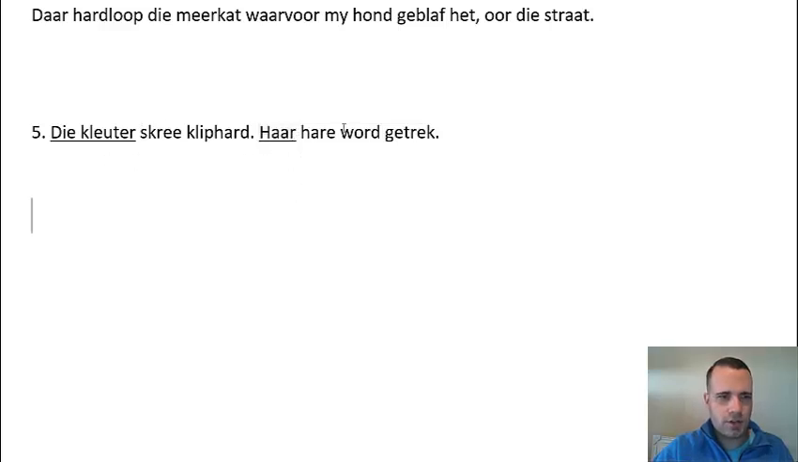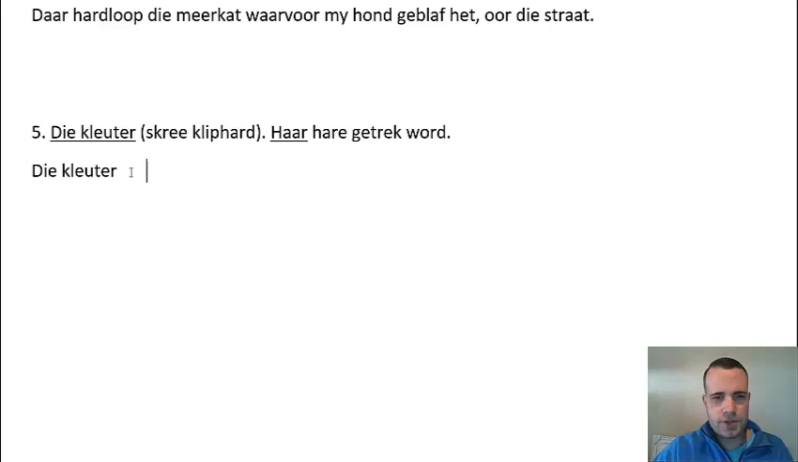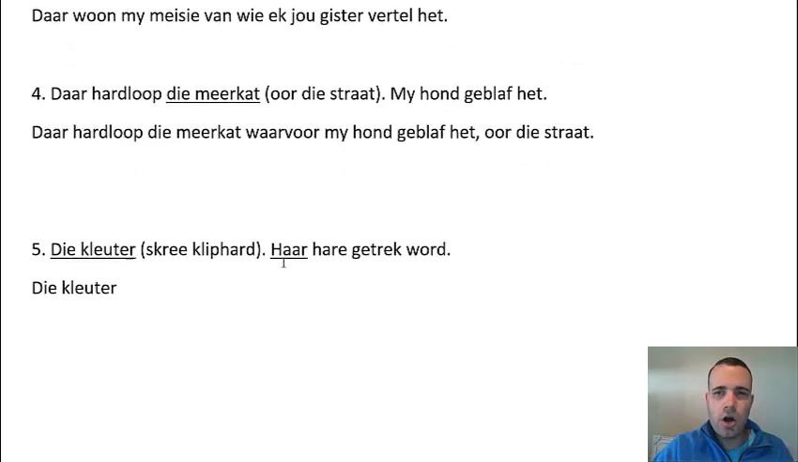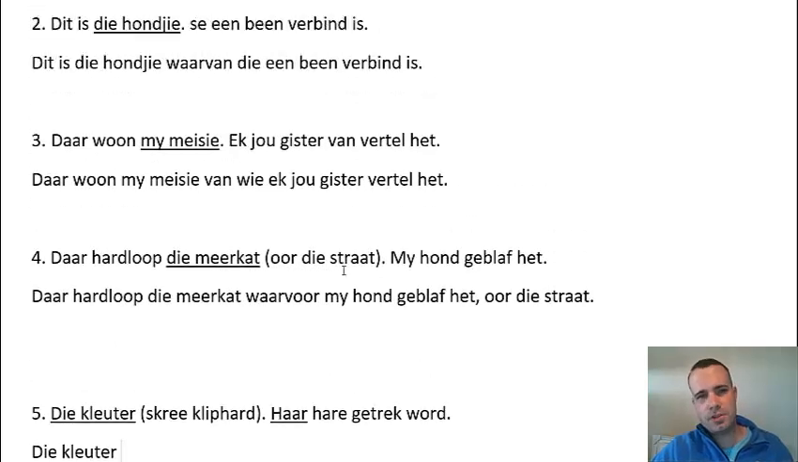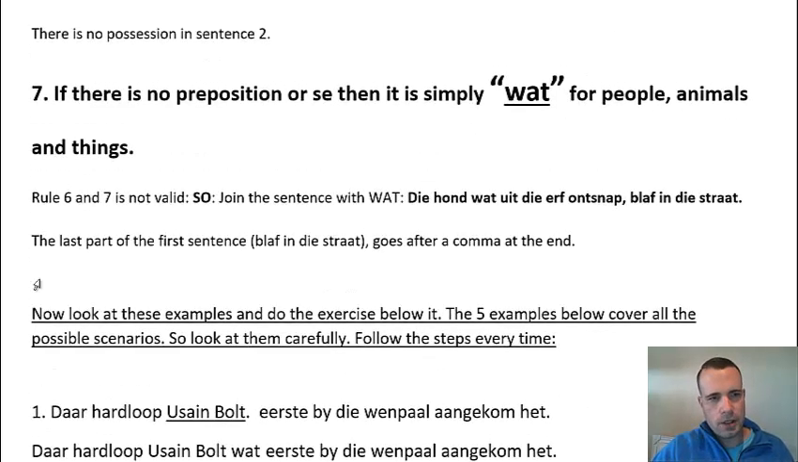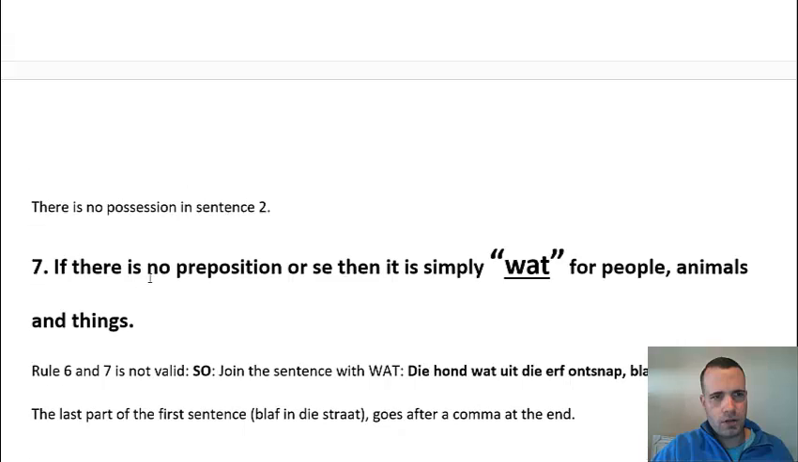Okay. Let's move your verb there to the end. Let's copy your answer up to after the underlined part. Die kleuter will stop there. Don't forget about skree hard. It's in there. Die kleuter. Right, now, there's no preposition in front of the underlined part, but there is possession. Her hair. The hair belongs to her. Okay, there's possession there. There's no "se", but it's a possessive pronoun that's being used.